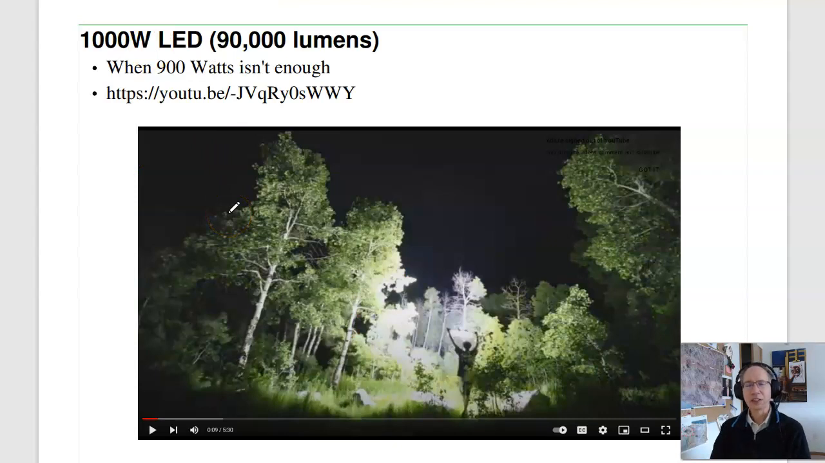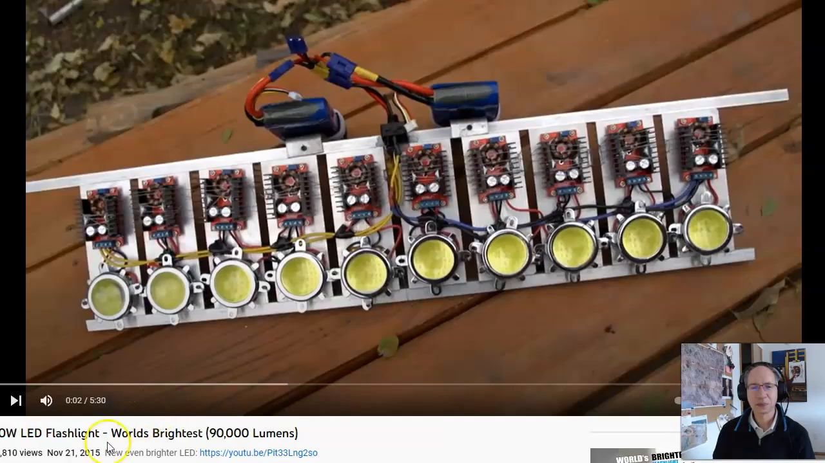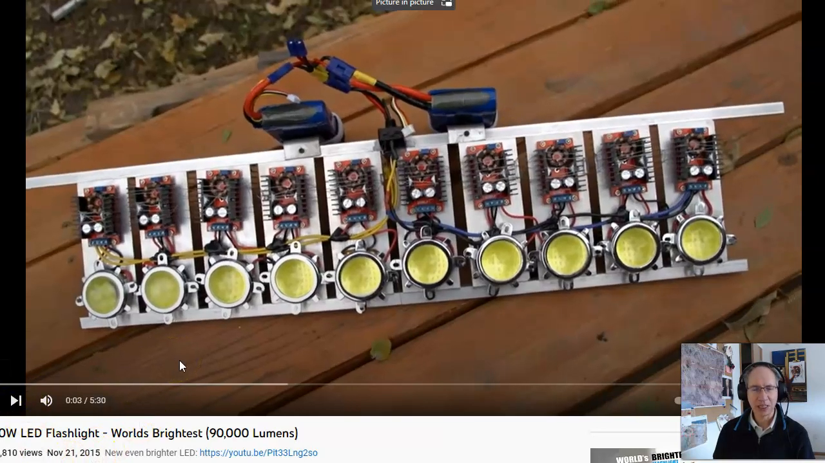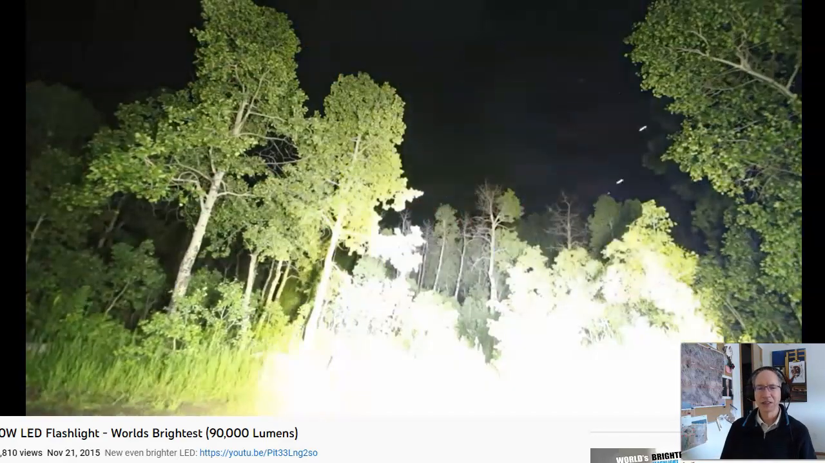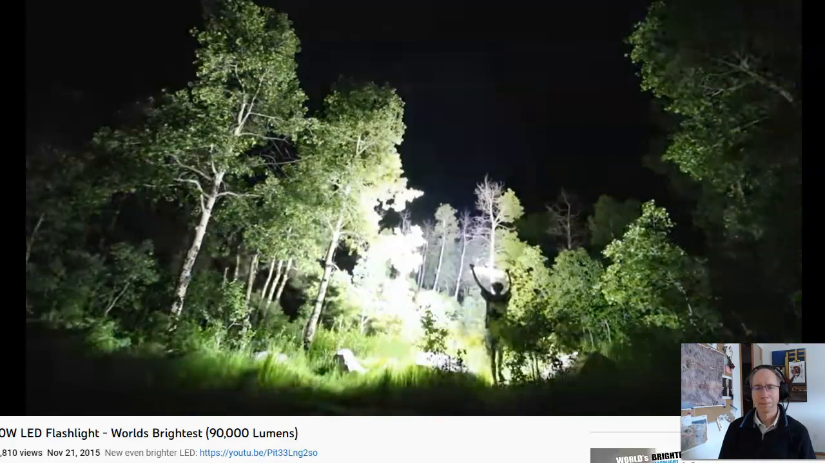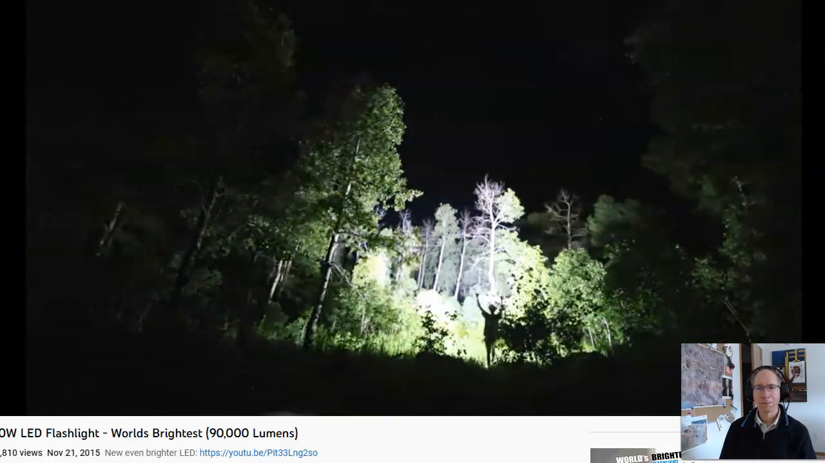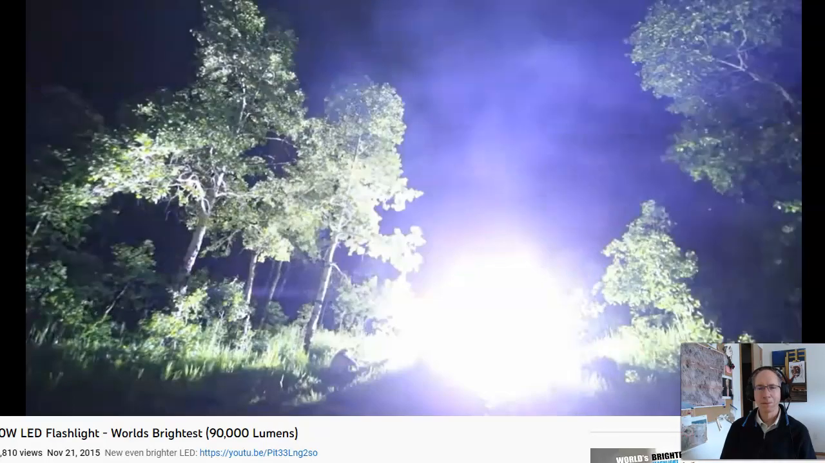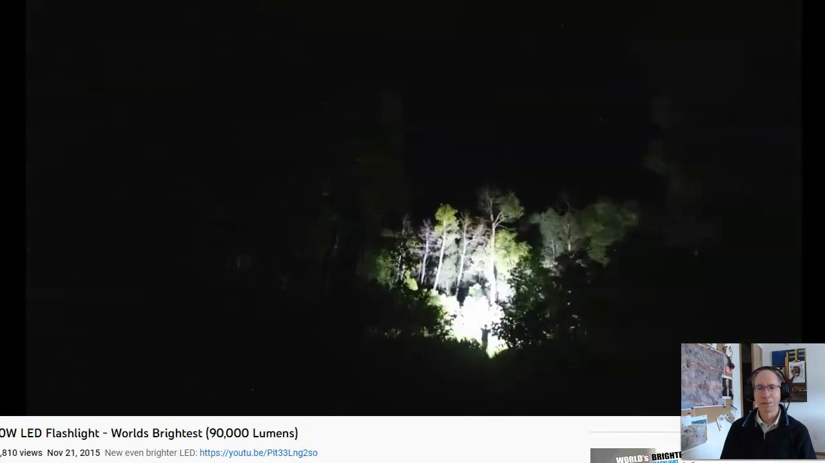Other things you can do. You can build insanely bright lights. For example, if you go to this website, they built a 1,000 watt homemade LED flashlight. It's commonly accepted that LEDs put out about 7 times more light per watt than halogen bulbs. With that being said, a halogen equivalent would draw 7,000 watts. That's a lot of power, and a lot of light.